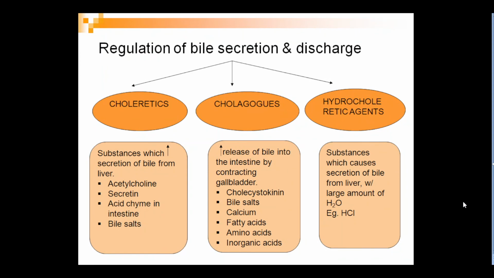Now, one more thing, as for the bile secretion, in your books, all the substances which are related to the bile are divided into three categories. Choleretics, substances which will increase secretion. Then cholagogues, those which increase the discharge of the bile. And the last group, substances which cause secretion of bile from the liver with a large amount of water. And here you can see examples of substances with such effects, because sometimes you might separately want to increase the amount of bile, or you might want to increase the discharge of bile from the gallbladder.